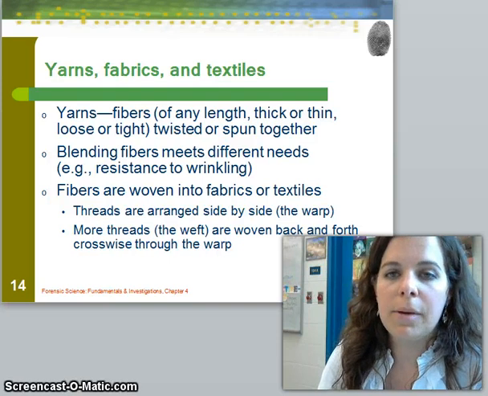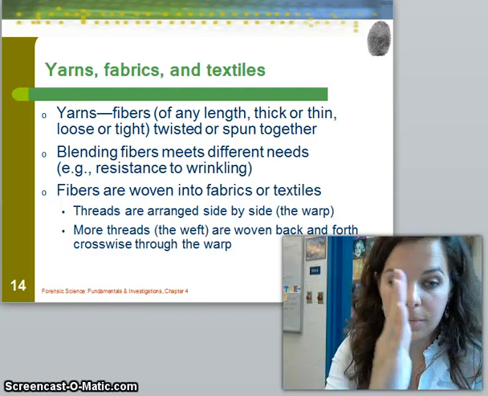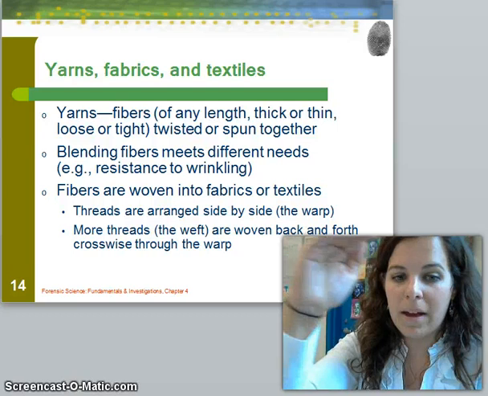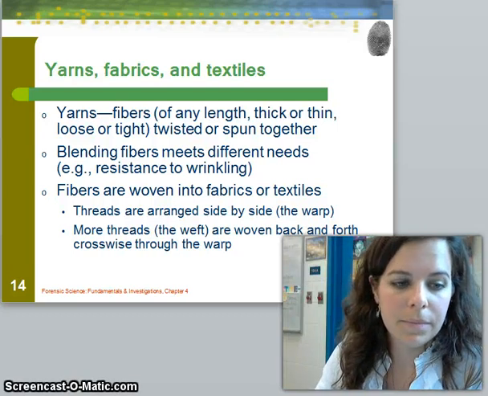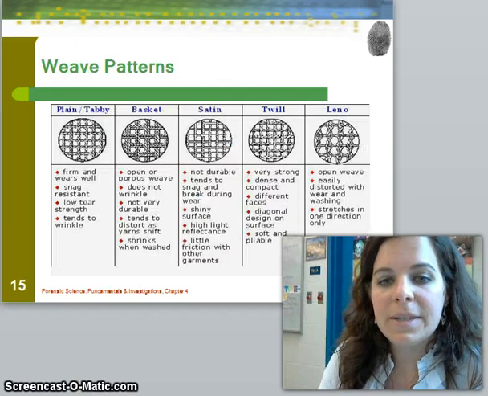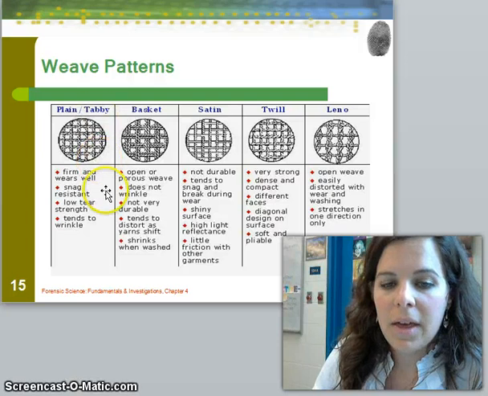And then fibers are going to be woven into fabrics and textiles. Threads arranged side by side, that's the warp. And then if they're going back and forth crosswise, that's the weft. So here's an example of some weave patterns. There's plain weave pattern. This is very firm.